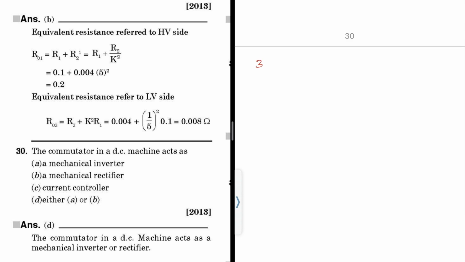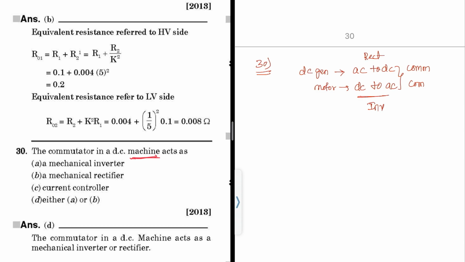Coming to question number 30. So the commutator in DC machine acts as, okay. In general, in DC generator, it is AC to DC, right? This is commutator action. In case of motor, DC to AC. This is the action of the commutator. So AC to DC, what is it? Rectifier, right? So DC to AC, inverter. They haven't mentioned whether it is generator or motor. So we will go with the rectifier and inverter. So both A and B.